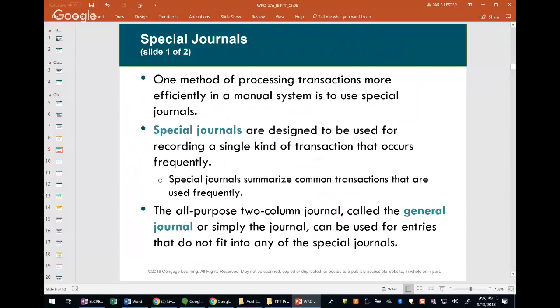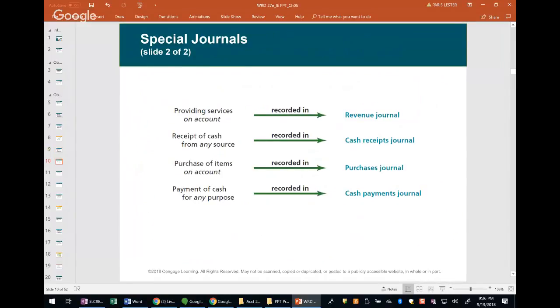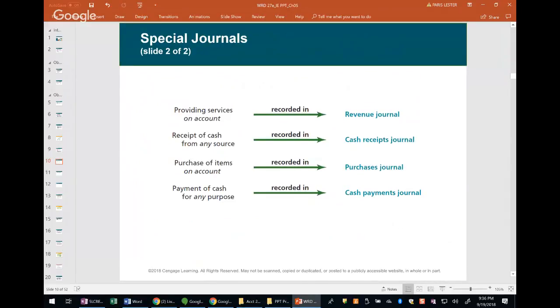Now we're going to look at some special journals. We've always had this general journal, but we're going to look at special journals. Now they mention four special journals here. What do you think you'd put in a revenue journal? What kind of revenue? On account. It has to be on account to go in this journal. Providing services on account goes in a revenue journal.